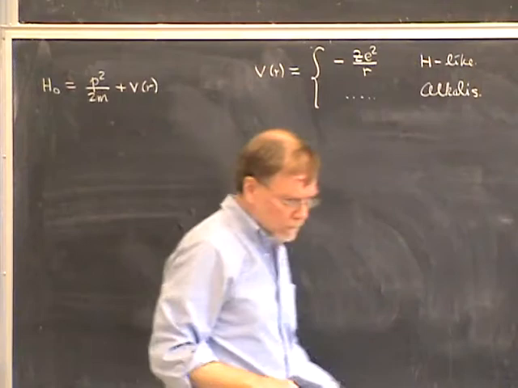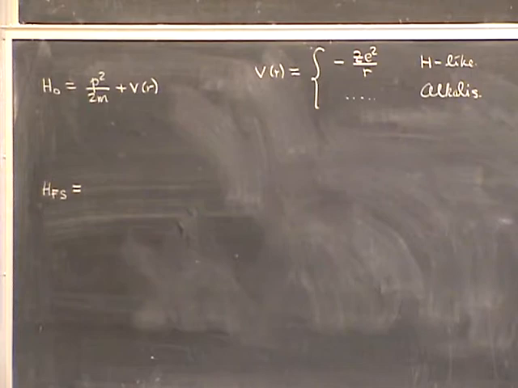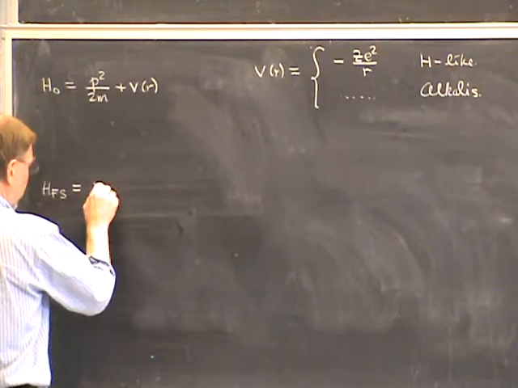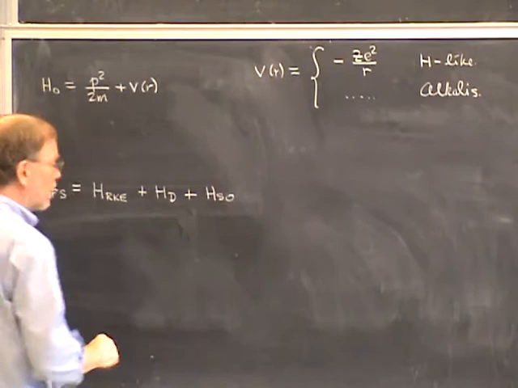So as I said, the perturbation we want to consider here is the fine structure perturbation, which concerns the effects of relativity and spin. It turns out that there are three terms that occur here, and they're all of the same order of magnitude. So for a realistic treatment, you have to take them all together. The first one is what I'll call the relativistic kinetic energy correction, H_RKE. The second one is called the Darwin term, and the third one is the spin-orbit term, which we've talked about already, so I don't need to say too much about that.